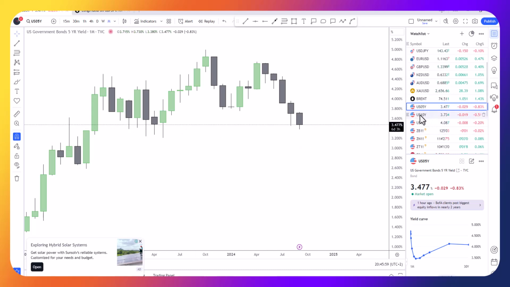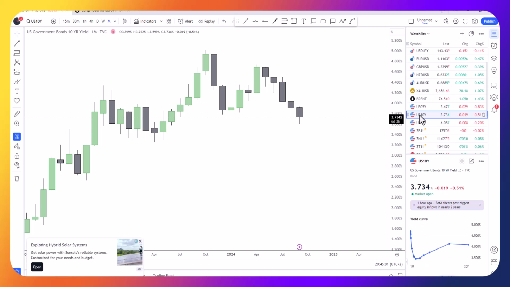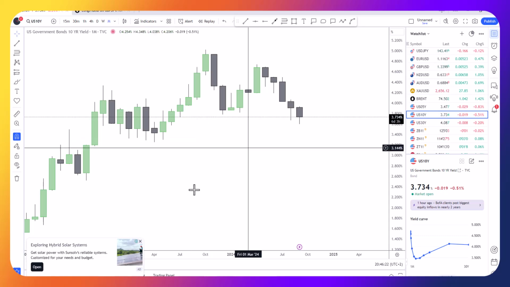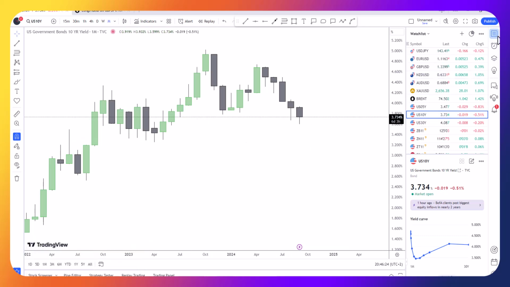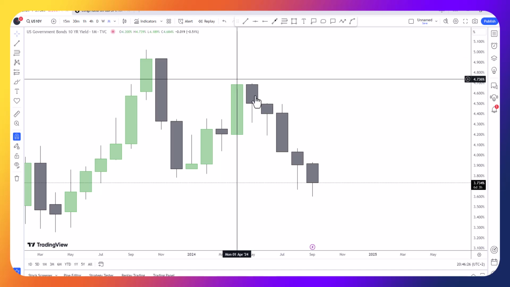So I'm going to start with the most important one from my point of view, which is the US 10-year yield, right? I think in terms of my trading style, in terms of the setups that I look for, the US 10-year yields can help me understand price action much better, right? So when you're looking at this chart, right, we're going to start with the US 10-year, right?